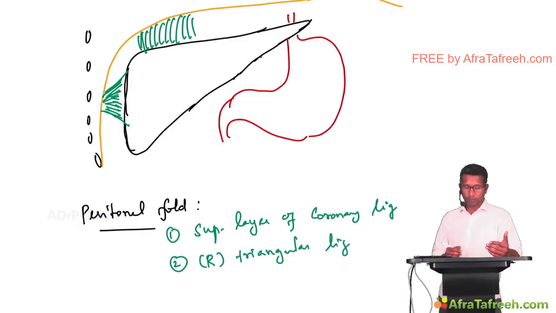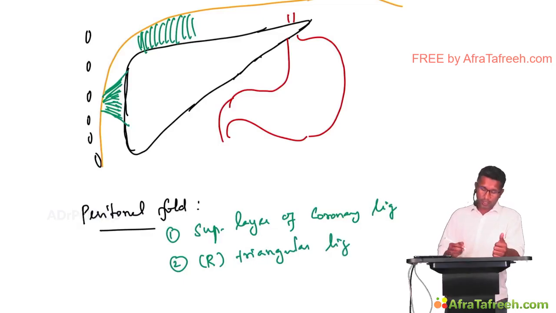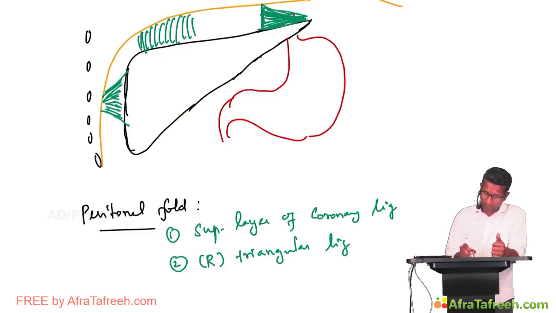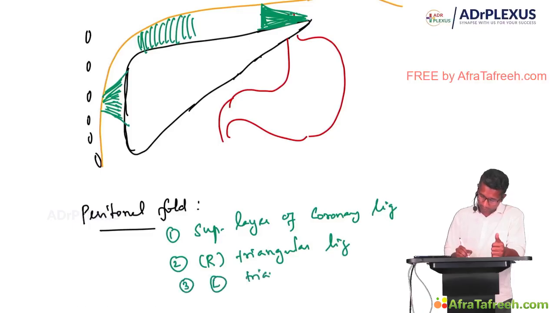And on the left side, the liver is connected to the diaphragm by means of a triangular fold of peritoneum. This triangular fold of peritoneum connecting the liver and the diaphragm represents the left triangular ligament.